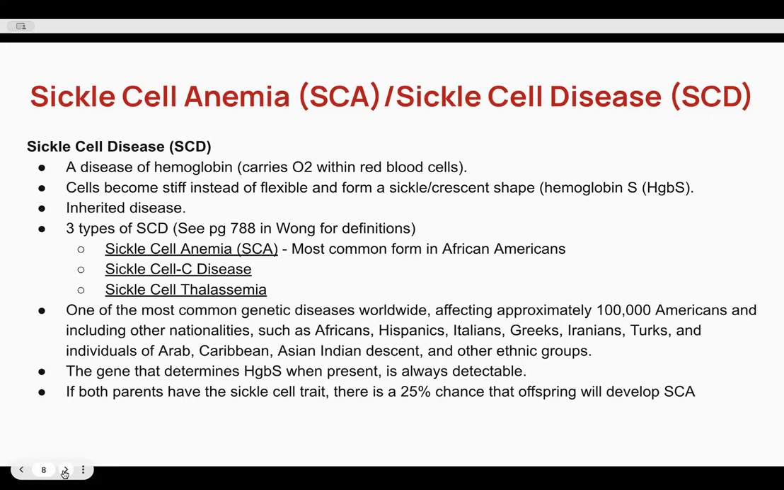The gene that determines whether the sickle cell shaped hemoglobin S cells are present is always detectable. So if we are looking for this inherited gene, we are always going to see it. And it's important to remember too, if both parents have the sickle cell trait, there is a 25% chance that their offspring will develop sickle cell anemia.